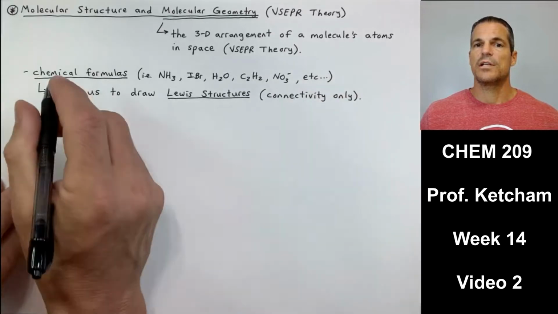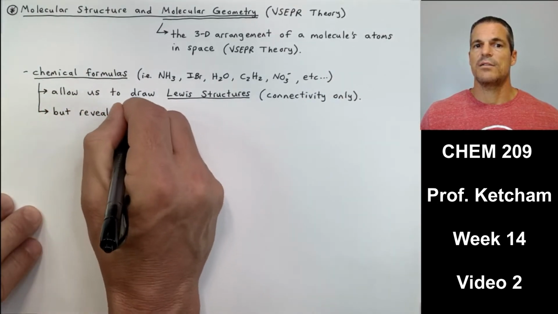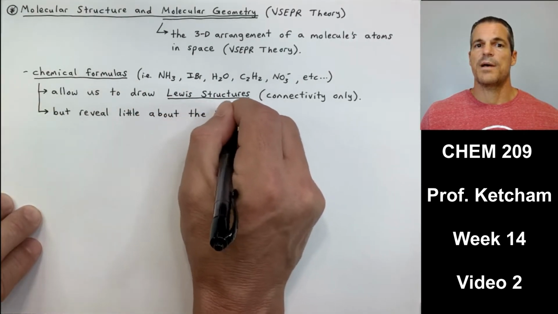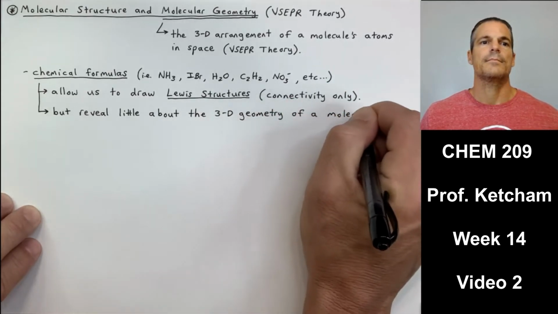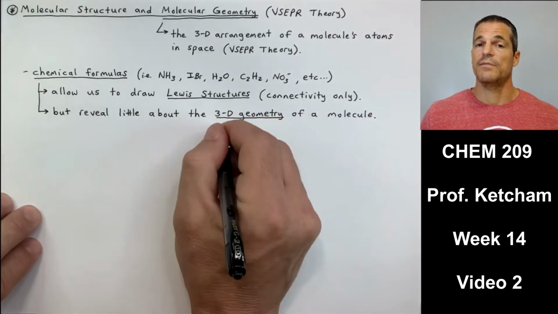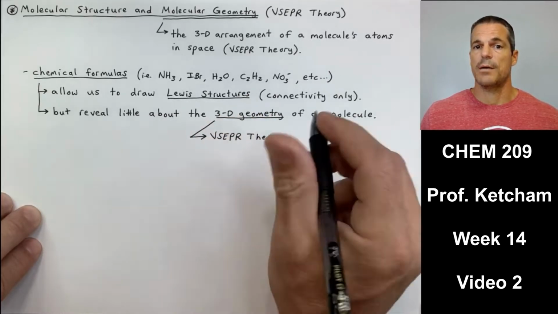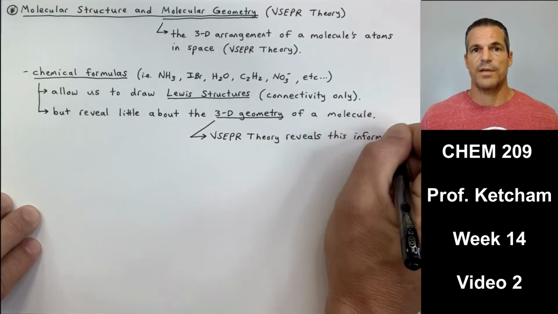But Lewis structures are limited in that they really only show us the proper connectivity. They show us how the atoms are connected, where the lone pairs are. They don't show us how the molecules really look in 3 dimensions in real life. So chemical formulas and even Lewis structures, to a certain extent, reveal little about the 3D geometry of a molecule. VSEPR theory reveals this information.